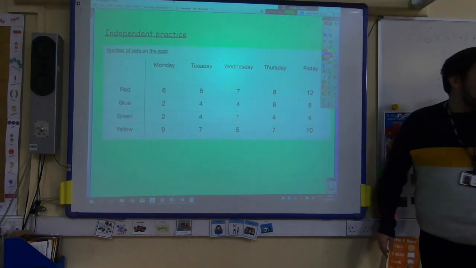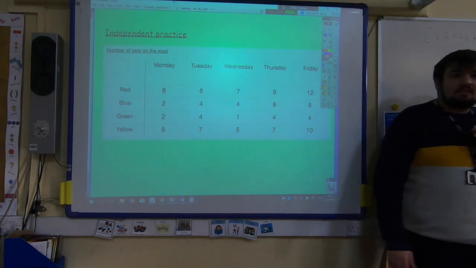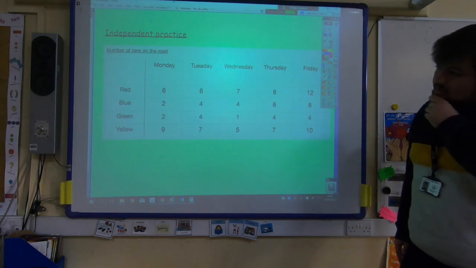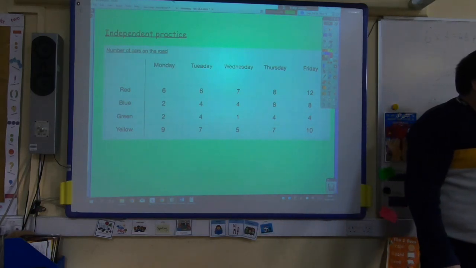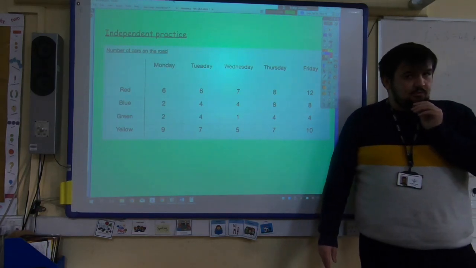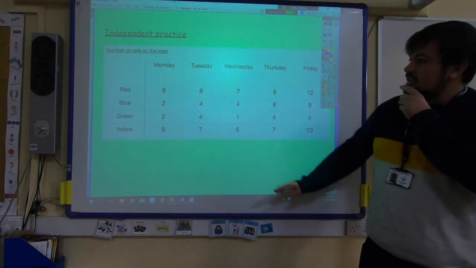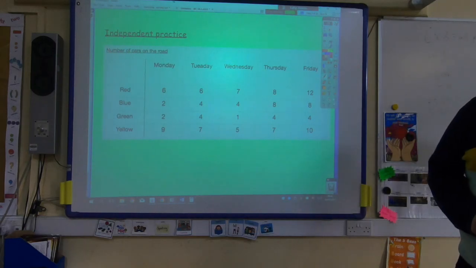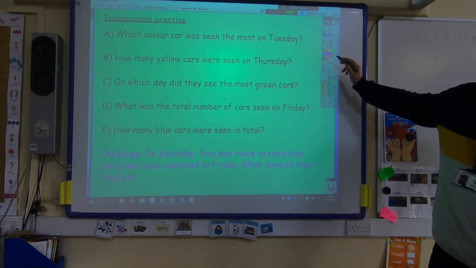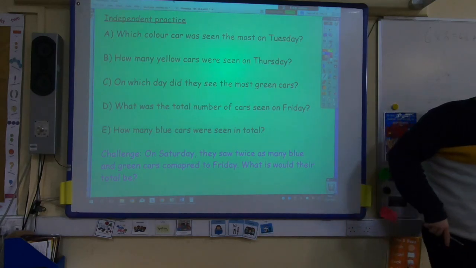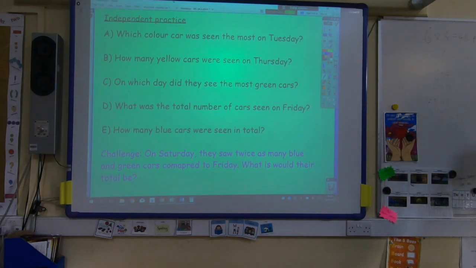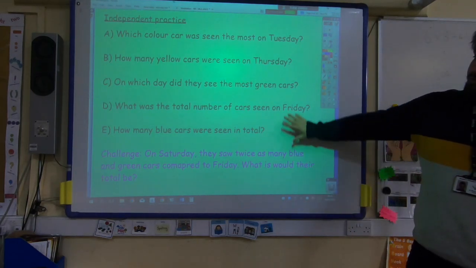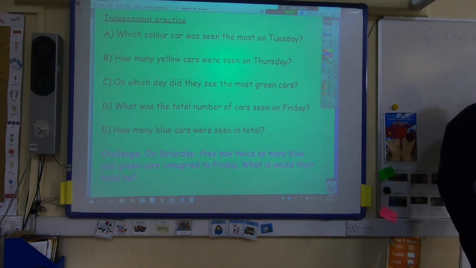And what cars have we got? Jacob? Red, blue, green and yellow. Yeah, we've got red, blue, green and yellow. Okay? And that's what we're focusing on, is red, blue, green and yellow. And I've got my days of the week again. Very similar table to the last one. Okay? And I've got these 6 questions that I'd like you to have a go at. We've got 5 normal ones and a challenge.